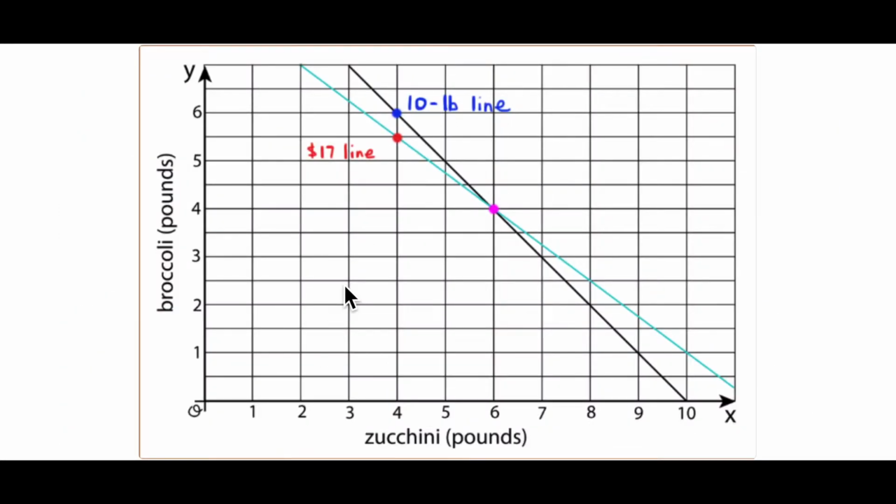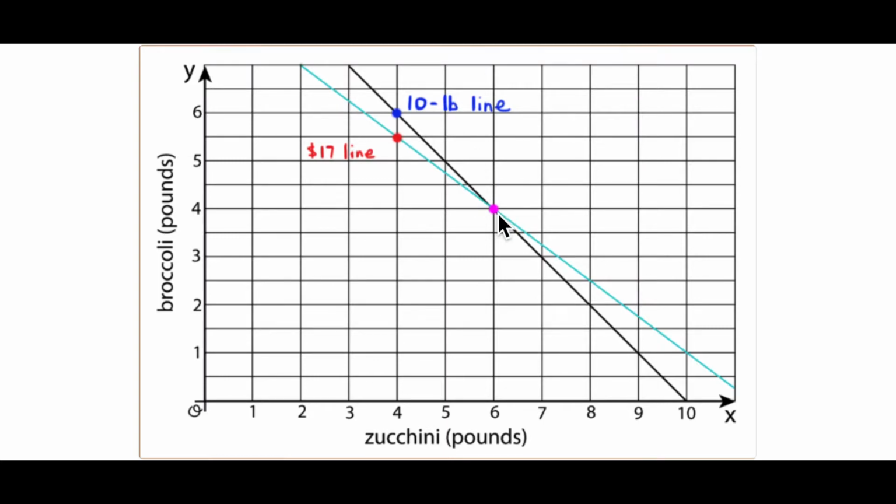In solving problems that have equations for two graphs, so two equations, two graphs, the focus is always on where is the intersection of those graphs, which is the solution to both equations. So the goal is to find the coordinates, and in this case, those coordinates are 6 pounds of zucchini and 4 pounds of broccoli that at the same time weigh 10 pounds and cost $17. So these coordinates are going to solve both equations, the equation for the $17 and the equation for 10 pounds.